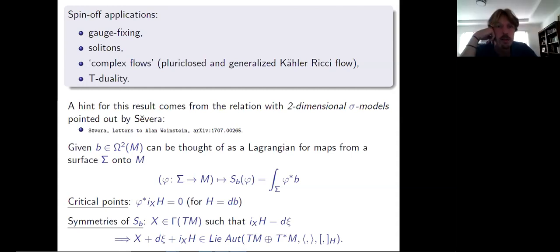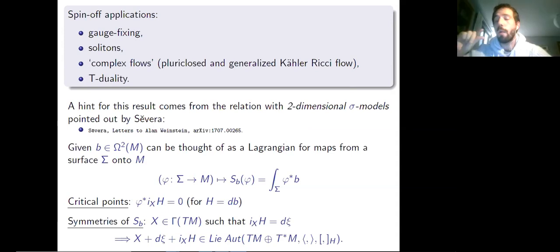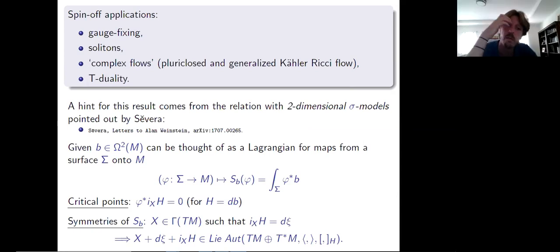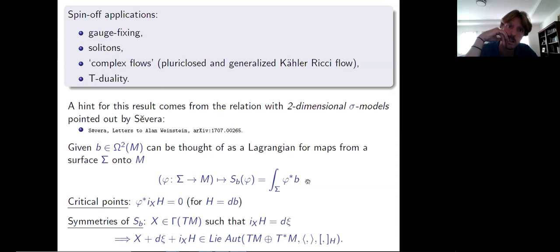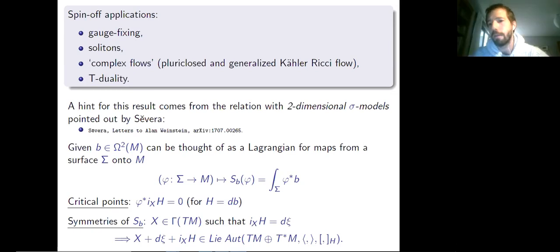Sorry, Mari, can I just ask something quickly? Sure. Just so I'm sure I understand, when you say symmetries here, you have a vector field on M, ixh is d exact, then I should think of perturbing B by the flow generated by X? What I'm saying is that if you take one of these maps from sigma to M, and deform it by the flow of this X satisfying this equation, then the functional doesn't vary. So it should produce a family of critical points. Yeah. I see. Okay.